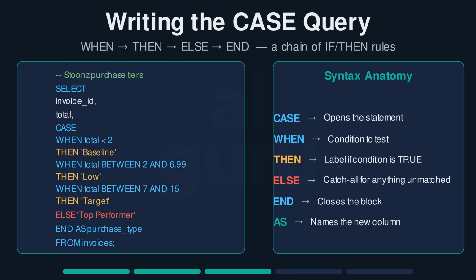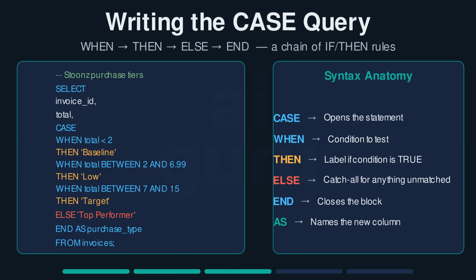Yes, exactly. But there is one vital piece of syntax at the end. After you list all your specific WHEN rules, you must include an ELSE keyword. What is the ELSE? ELSE is your catch-all bucket. It's for any random outlier that slips through all your previous rules. So you would write ELSE top performer. And then you close the whole block with END AS purchase_type. Purchase type being the name we are giving to this newly invented column.